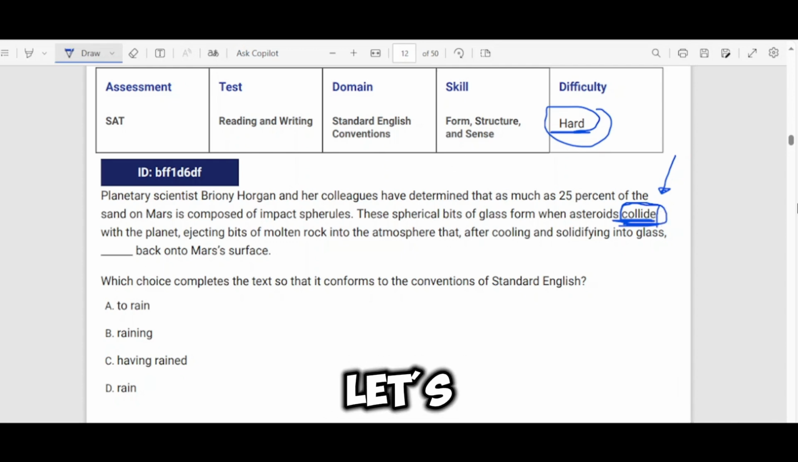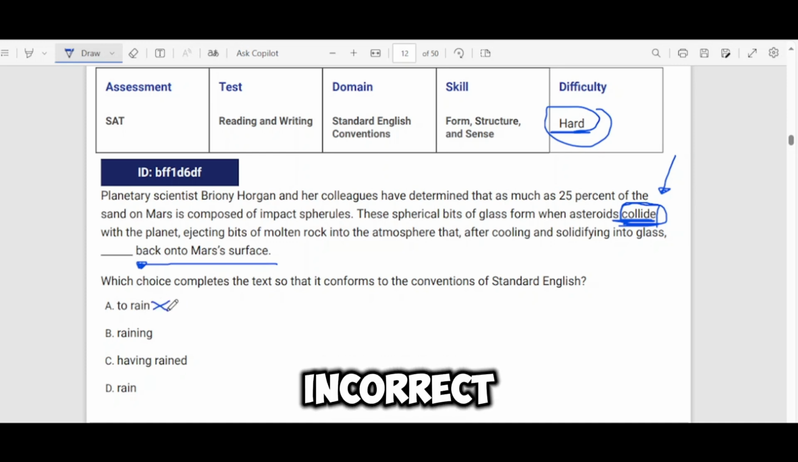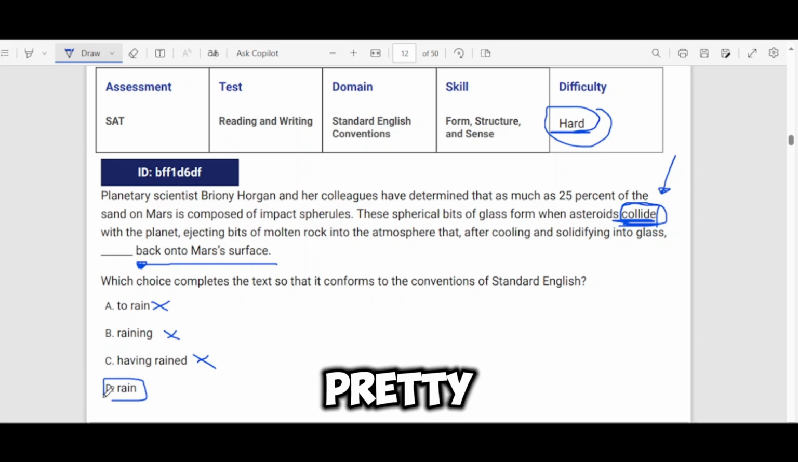Okay, so let's see. With the planet ejecting bits of molten rock into the atmosphere that, after cooling and solidifying into glass, dash back onto Mars' surface. So what are we going to expect here? We're going to expect a present tense word. Okay, to rain. Is it going to rain? No, this is incorrect. Raining? No, this is also incorrect. Having rained? No, this is also incorrect. Rain. This is pretty similar to collide. Alright, so this is the correct answer choice.